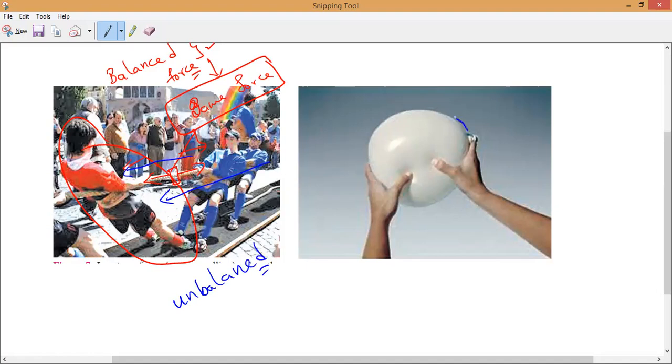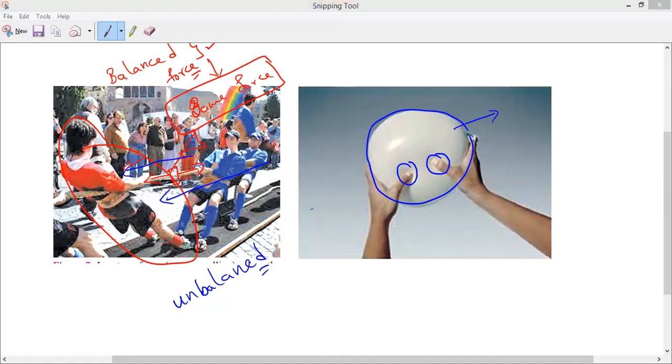Now see this balloon, everybody might be familiar with this. Now observe very carefully. Here also we are applying force in both directions, from this side and that side, and she is applying an equal amount of force. But still we are seeing one more change. What is the change? Anybody can tell me? Here I am applying balanced forces, so the balloon won't burst. Still, one more change we are observing. It's a change in shape.